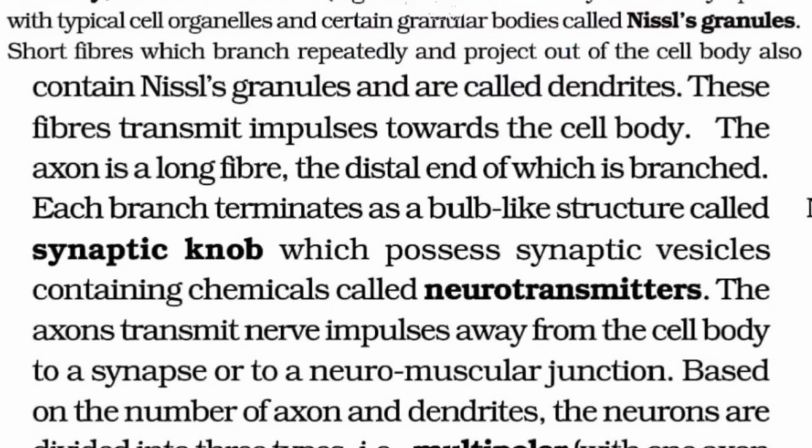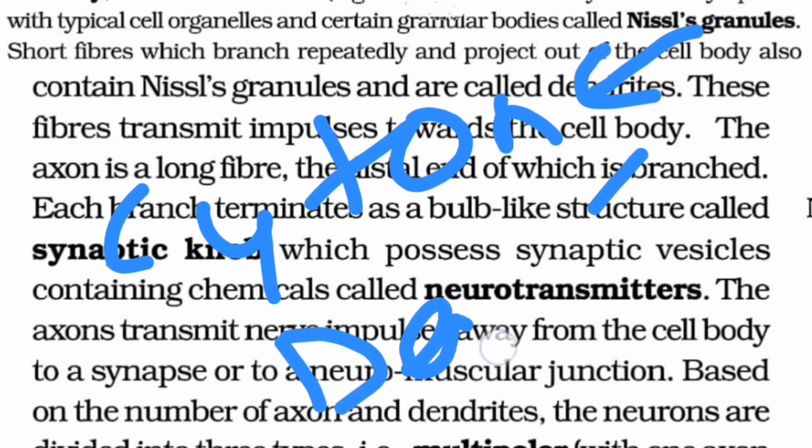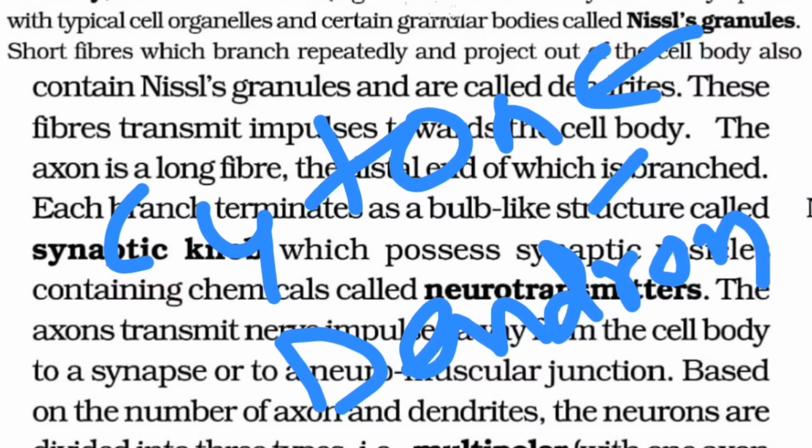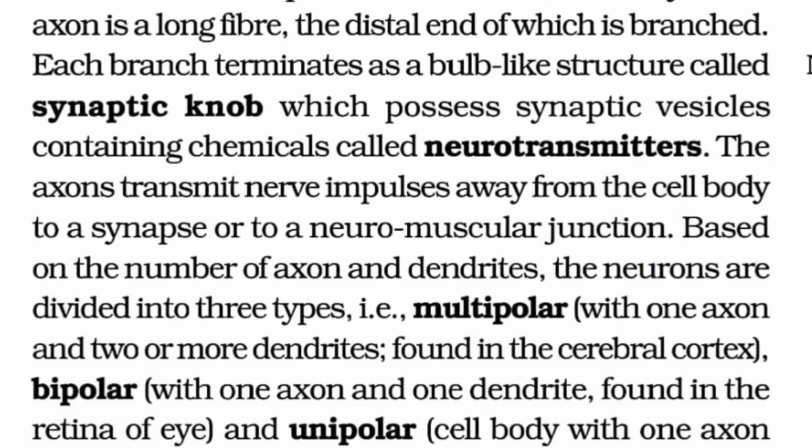So if it is a cell, it has to have typical cell organelles, but it has some special granular bodies as well. They are called Nissl's granules. Do remember that the Nissl granules are present in cyton as well as in the dendron also. The short fibers which branch repeatedly and project out of the body also contain Nissl granules and are called dendrites.